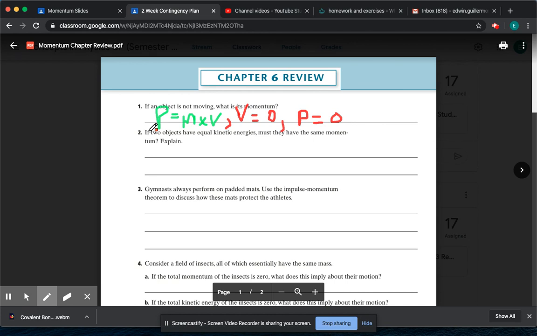The answer is no. Even if they have the same kinetic energy, they do not have to have the same momentum. And let me give you an example now. There's actually one I was looking at earlier that will prove my point. So that is no.